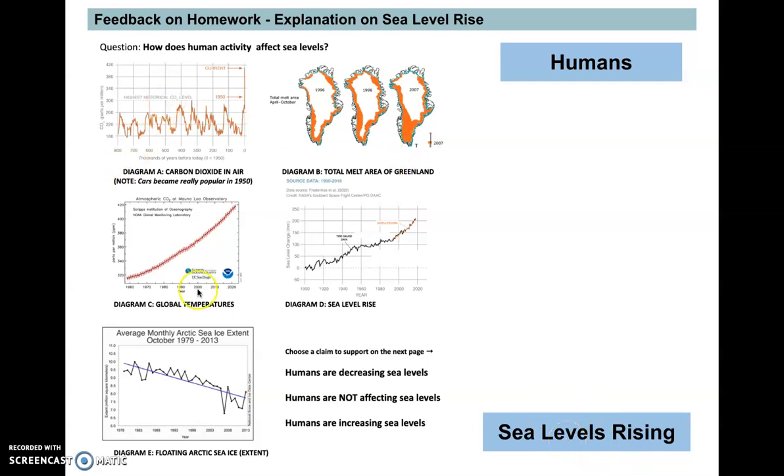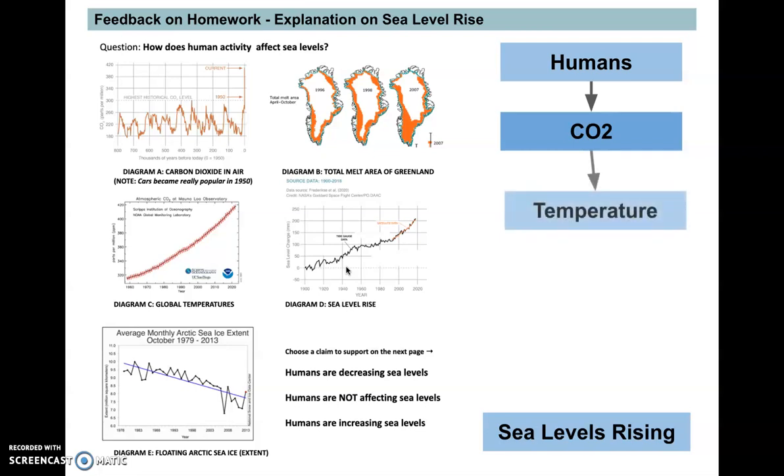And so now I'm going to look at all my images, my variables that I have, and see which one humans most directly affect. I got carbon dioxide, temperatures, melting ice, and sea level rise. Humans are most directly contributing to CO2. That's the most direct cause and effect. All right, and we know from class that CO2 leads to changing temperatures.